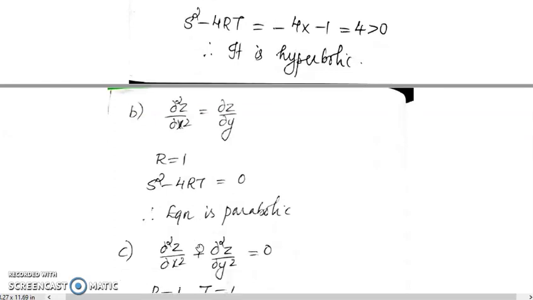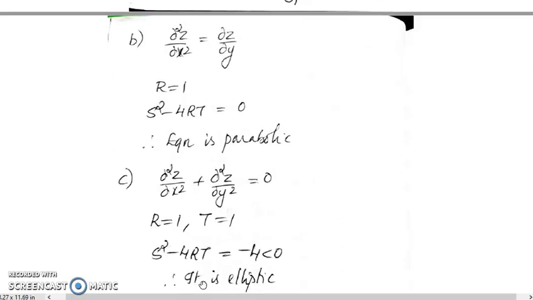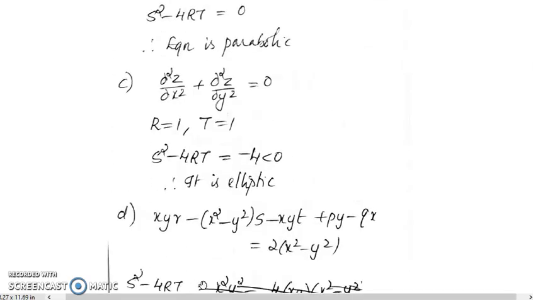And the third one is ∂²z/∂x² plus ∂²z/∂y² equal to 0. So r and t are 1. s square minus 4rt will be minus 4. So the equation is elliptic.